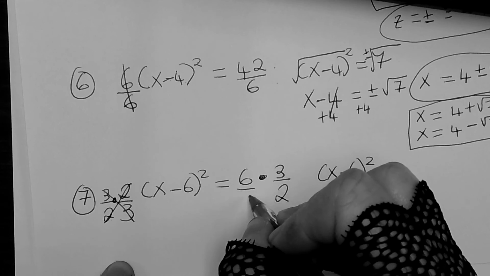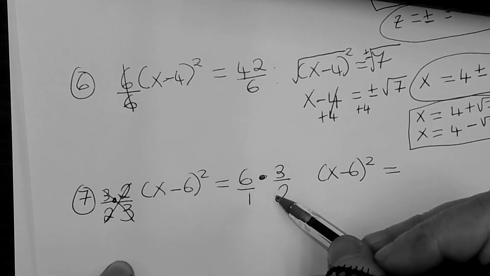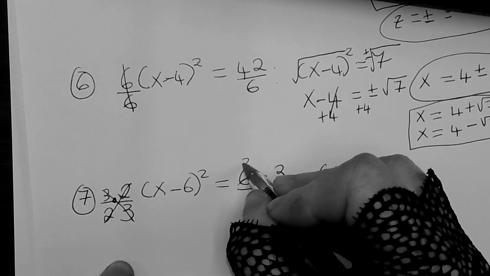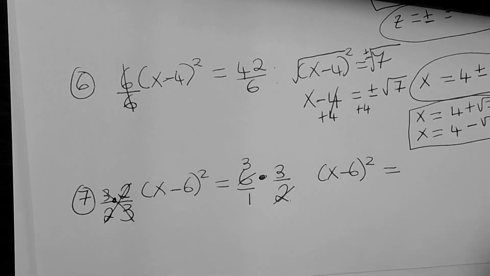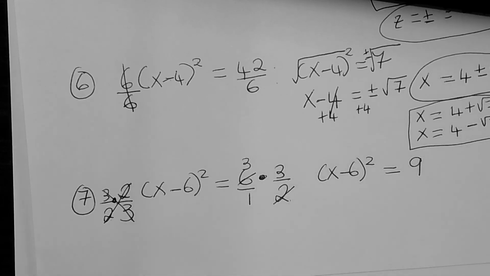put this over 1, if that makes you feel better. Always look and see if you can reduce top to bottom. 2 divides into 6 3 times, correct? 3 times 3 is 9. So now I have (x − 6)² = 9.